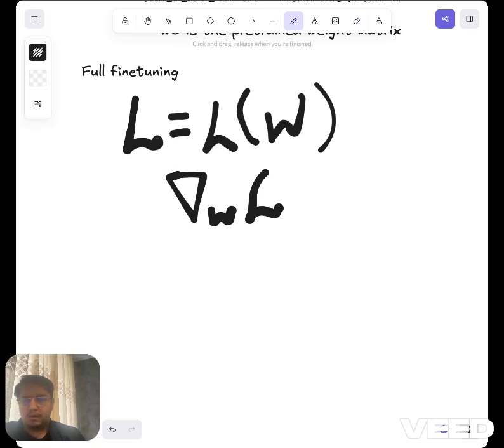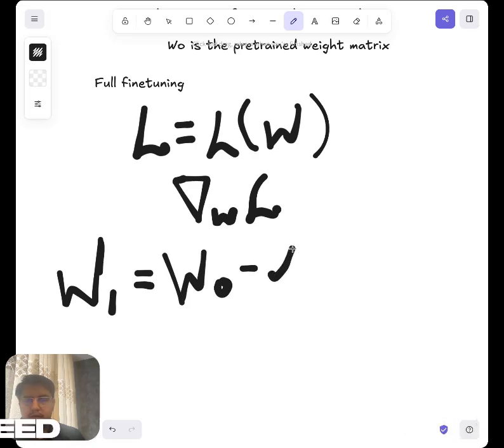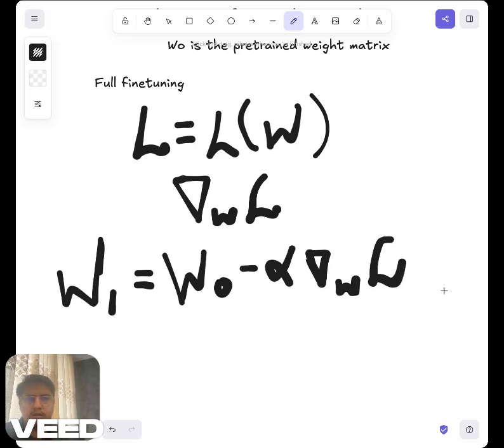So I was saying, W1 would be equal to W naught minus alpha of delta W of L. Right. Now this is basically the gold standard.